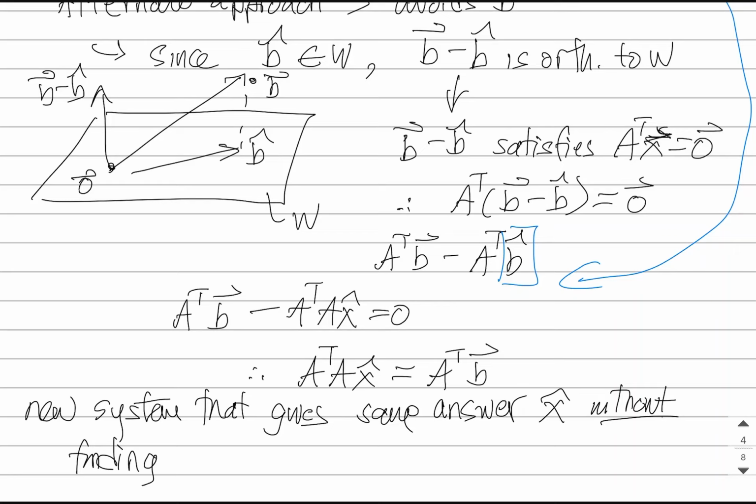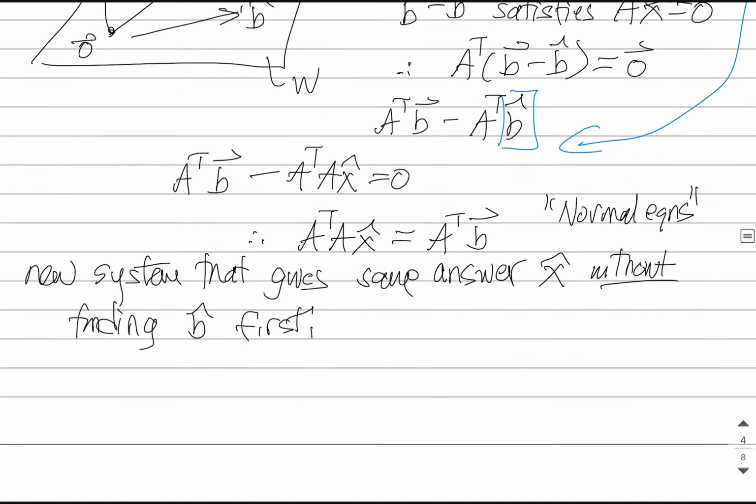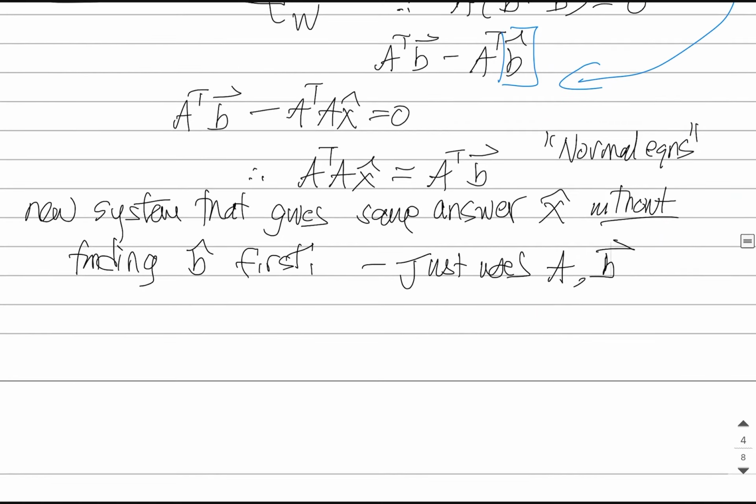And that's kind of convenient. So without finding b hat first. These are called the normal equations. Math people like it because it avoids a lot of these extra steps. I don't need to find b hat. I can just start with the A that I've been given from my system and the b, the original vector that I've been given from my system. Nothing else to do.